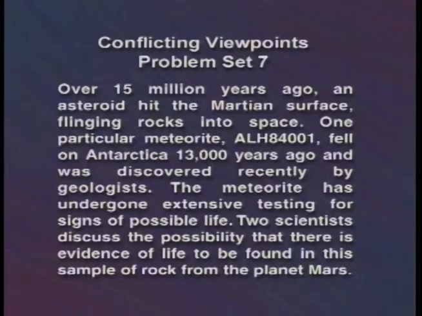Problem set 7. Over 15 million years ago, an asteroid hit the Martian surface, flinging rocks into space. One particular meteorite, ALH 84001, fell on Antarctica 13,000 years ago and was discovered recently by geologists. The meteorite has undergone extensive testing for signs of possible life. Two scientists discussed the possibility that there is evidence of life to be found in this sample of rock from the planet Mars.